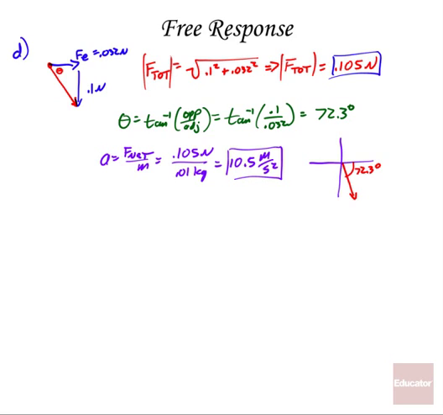Moving on to part D2. Describe the resulting path of the ball. All right, well, we're going to have a force from the electric field. We're going to have a force from gravity. So we're going to have a net force, and therefore an acceleration, basically that way. A straight line down and to the right.